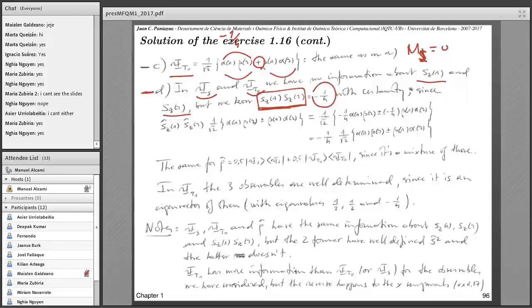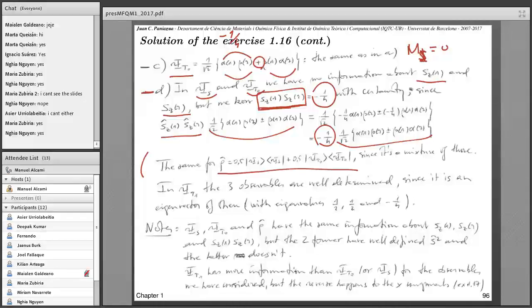We could think of two particles which are always antiparallel, but they are rotating in the space, and so the individual components are not predictable, but the product of them is. Well, I have verified it here. Eigenvalue times function. Same thing for this mixture state, because this is a mixture of two states that are identical in what respects to SZ.